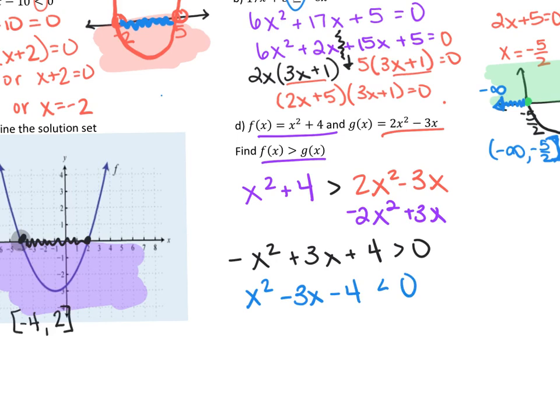And remember, we're changing signs here. That's why we're flipping things around. We're changing signs because we don't want the x squared to be negative to solve it. We always want it to be positive.